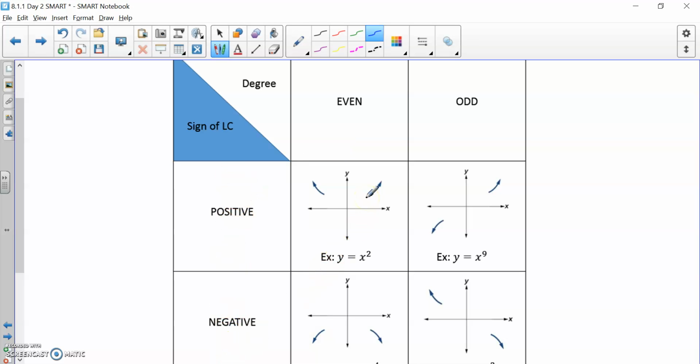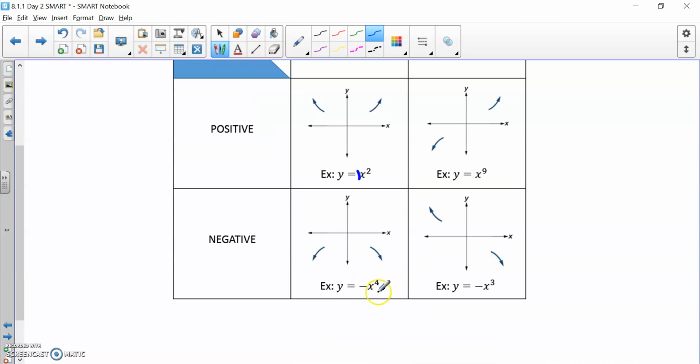But it has the same concept. So when you have an even degree and a positive leading coefficient, then you're going to be up, up. An example of that is y equals x squared, because this leading coefficient is 1, which is a positive number because there's no negative sign, and the degree is 2, which is an even number. Or here, x to the 9th, it's an odd degree because the number 9 is odd, and it's positive because there is no negative sign up front.